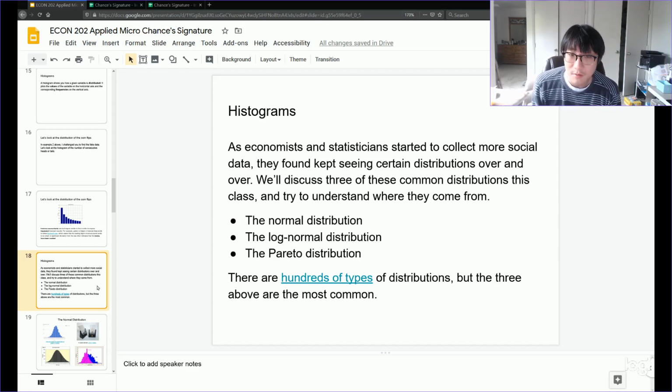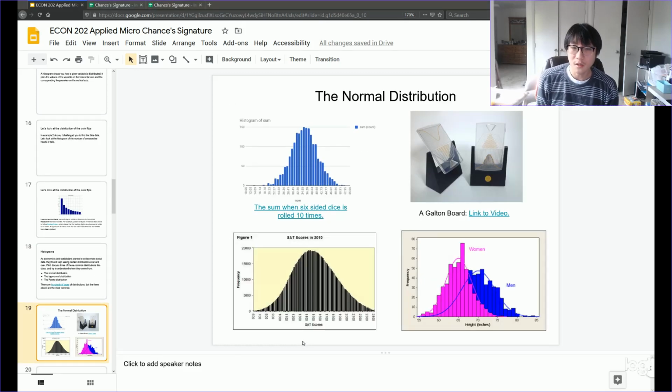Three of the most common types of histograms that you'll encounter are the normal distribution, the log normal distribution, and the Pareto distribution. And of these, perhaps the most famous is the normal distribution. You look at a lot of different data sets, and you'll find that a lot of the data in those data sets are normally distributed. I'll give you 4 examples of normally distributed histograms.